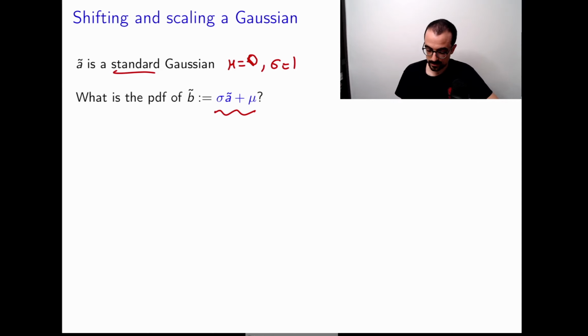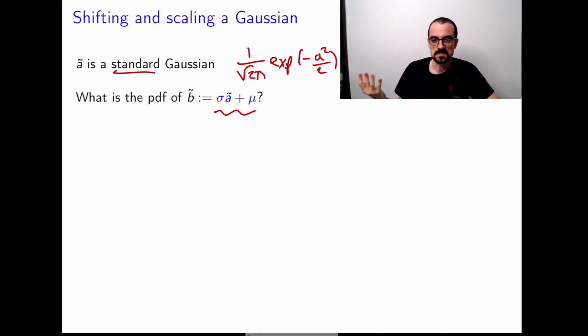I realize that this is a bit confusing, so I'm going to erase this. A standard Gaussian is a Gaussian where the mean is 0 and sigma is 1. So basically the PDF is equal to 1 over square root of 2 pi times exponential of minus a squared over 2. Okay? That's the PDF. You can probably hear a motorcycle out of my window. Let's just move on. Okay, so what is the PDF of sigma a plus mu?